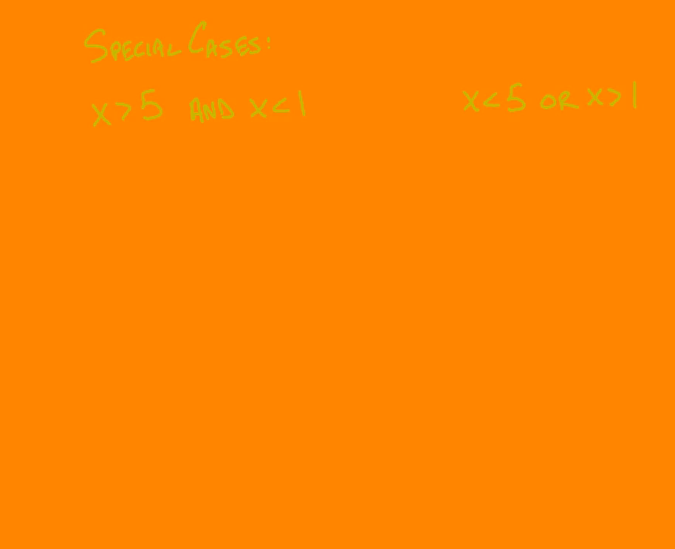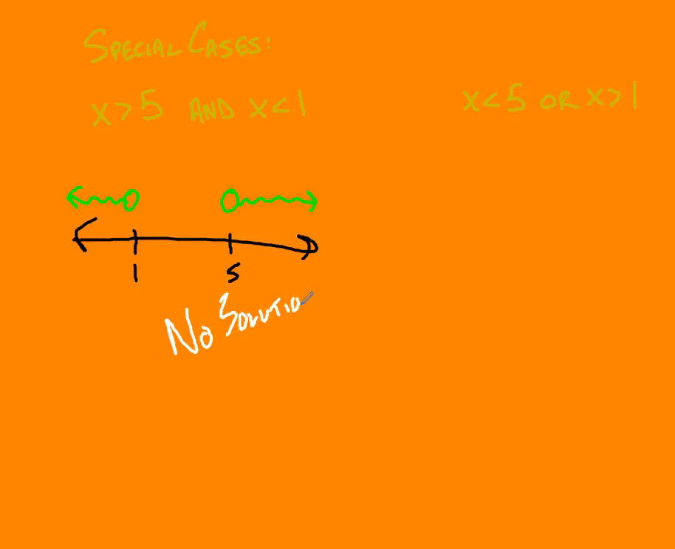Okay? Now, there are a couple special cases here. Let's see what happens when I graph these. So I have x is bigger than 5 and x is less than 1. If I graph these, x is bigger than 5, so that's going in this direction. x is less than 1, that means I'm going in this direction. Remember, and means overlap. Is there any overlap there? No, no overlap exists. Therefore, this is one of those no solution problems. There's no solution. Sometimes we put the 0 with the line through it. Does not work, will not work.